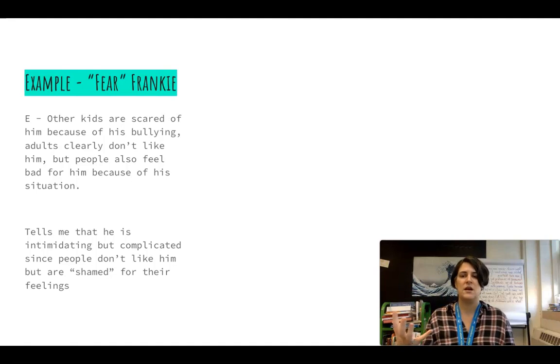But at the same time, even though people don't like his actions, he has this other effect of people feeling sorry and being ashamed at not liking him. So yes, he's intimidating, but he's complicated. And it also tells us that since people are conflicted about him, there's a lot going on in there, and that he is a complicated kid that could go either way depending on the various choices he makes.